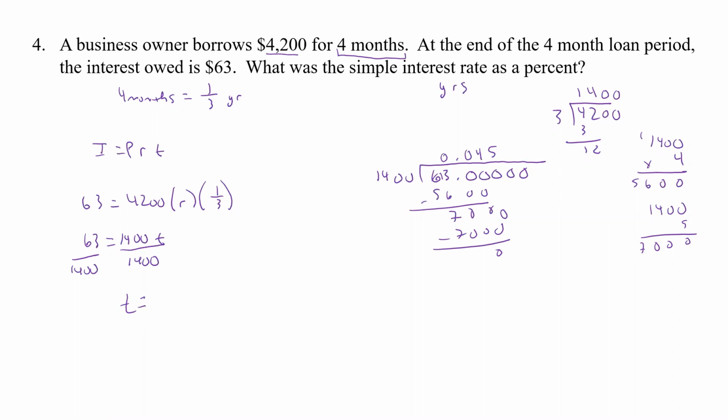Now this is in decimal form. We have to move it 2 places to the right to get to the percent form. 4.5, add a percent sign, and that's not a T, that's R, sorry. I can't read my own writing apparently. That's an R, and that's an R. And so that's our interest rate over that 4-month period to get the $63 of interest they owed.